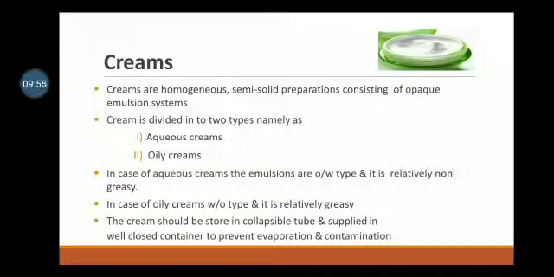Then creams. Creams are homogeneous semi-solid preparations consisting of opaque emulsion systems. Cream is divided into two types, namely aqueous creams and oily creams. In case of aqueous creams, the emulsions are O/W type and it is relatively non-greasy. In case of oily creams, W/O type and it is relatively greasy. The cream should be stored in a collapsible tube and supplied in a well-closed container to prevent evaporation and contamination.